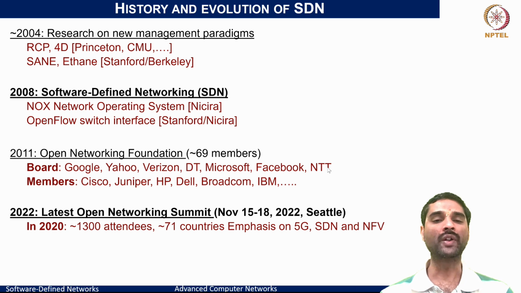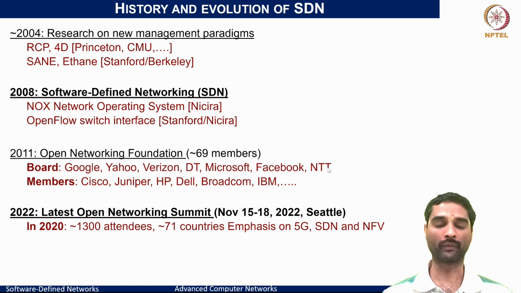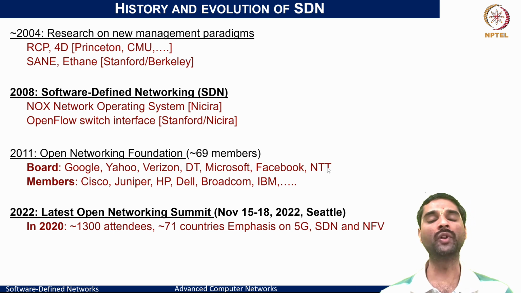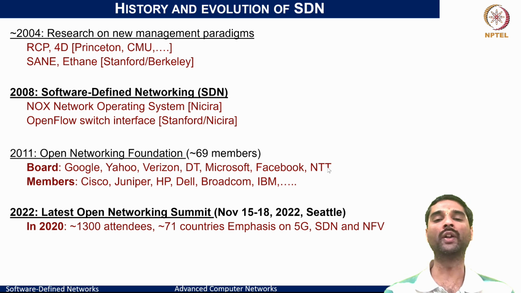And SDN all started with Nicira as a company that started these OpenFlow standards, which eventually grew and was taken up by the IETF standards, and then the SDN working group started in the IETF, and then eventually it became a member of the Open Networking Foundation, which has many of the board members that we all know of: Google, Yahoo, Verizon, Cisco, Juniper, all of them.